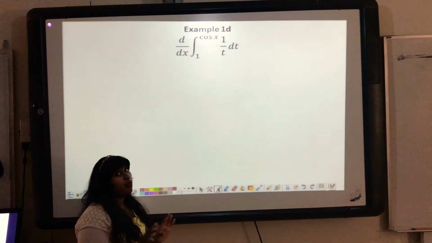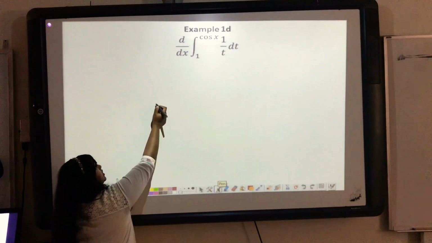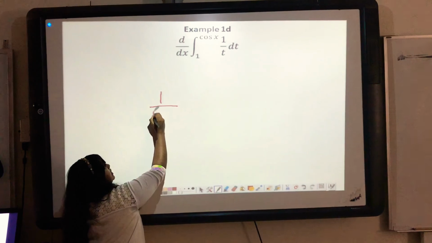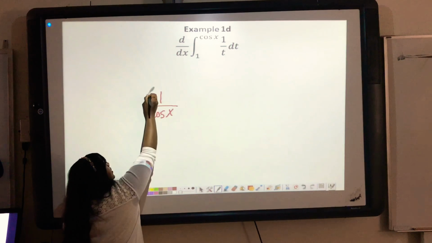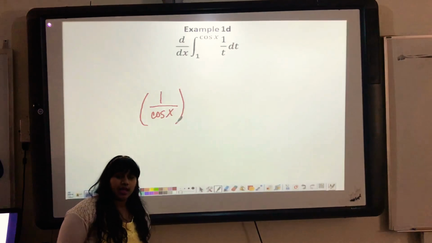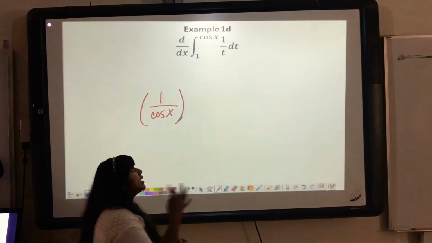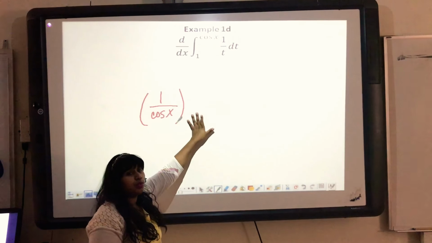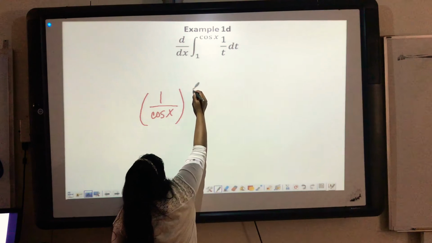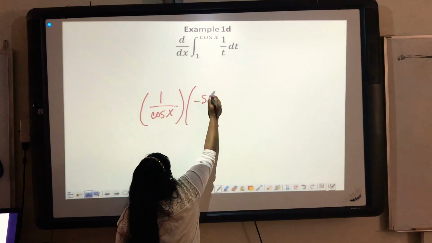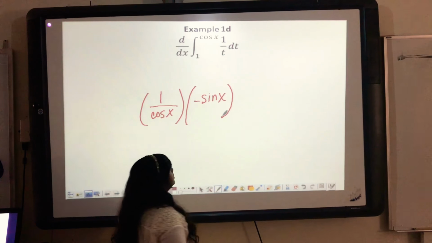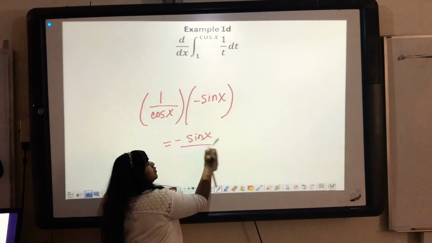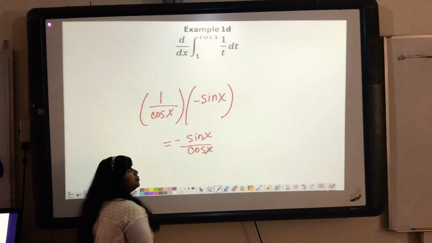Well, we begin the same way. We're going to replace, so we're going to say it's going to be 1 over, instead of t, I replace it with my b, cosine of x. But like I told you a couple slides ago, technically we're multiplying by the derivative of my b value. So what's the derivative of cosine x? Negative sine x. So really we get negative sine x over cosine x, which would be our answer.